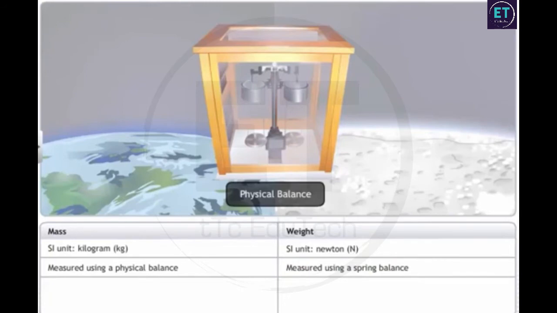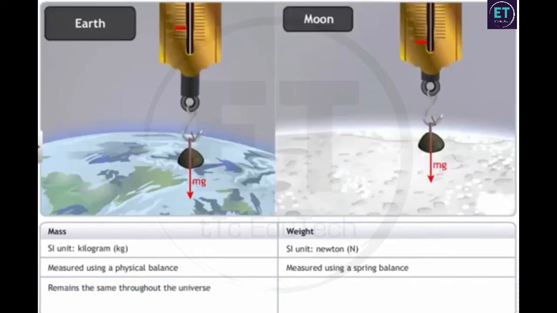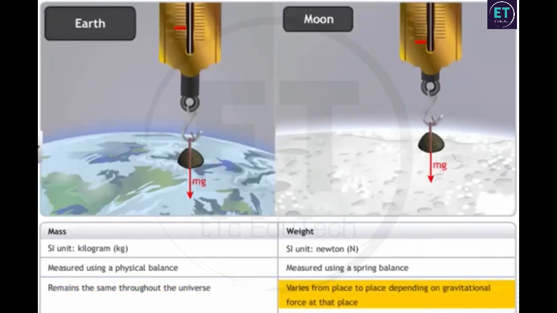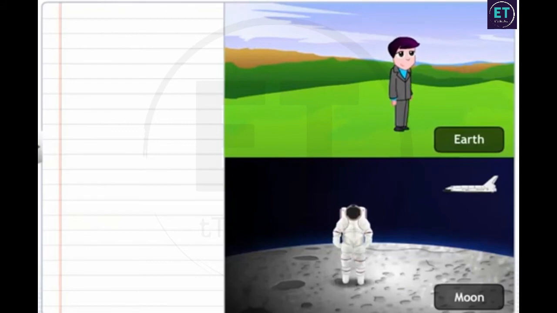The mass of a body is universal, meaning it remains the same throughout the universe. The weight of a body varies from place to place depending upon the gravitational force on the body at that place. This means that your mass on the Earth and on the Moon would be the same, but your weight would differ, because the acceleration due to gravity on the Moon is different from that on Earth. The gravitational force of the Moon is far less than that of the Earth.